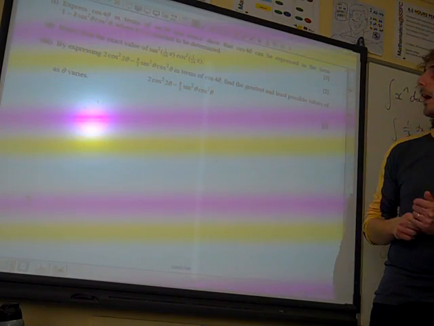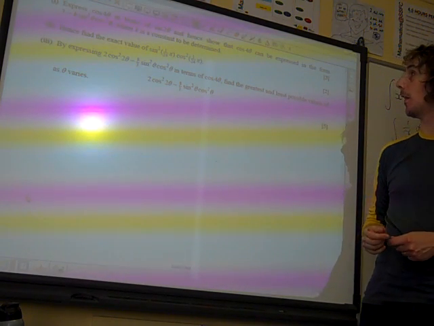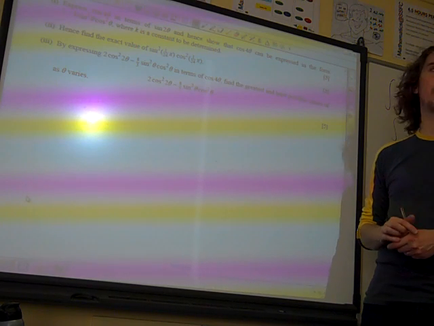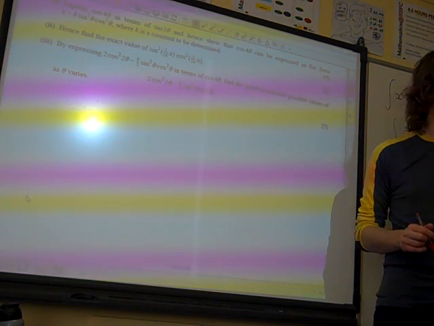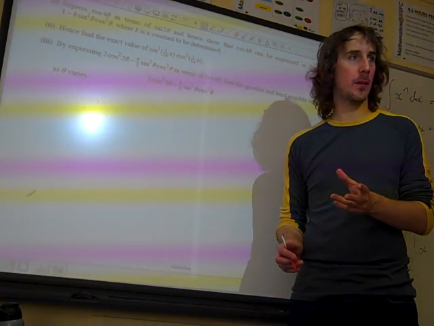So part one: express cos 4 theta in terms of sine 2 theta, and hence show that cos 4 theta can be expressed like that. Right, so we start with cos 4 theta in terms of sine 2 theta. Well, let's first remind ourselves quickly of our identities that we've got.